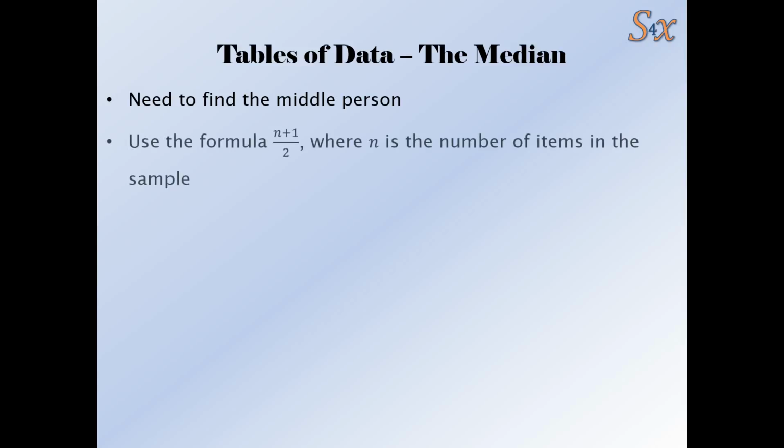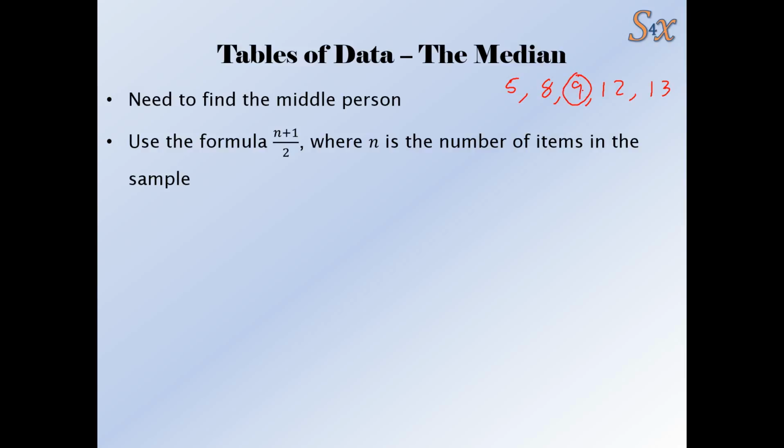So how do we find the median? We use the formula (n+1)/2 to find where the middle person actually is. Remember, n is the total number of people. Now you might be saying, well, why isn't it just n divided by 2? That should give us the middle person, shouldn't it? Well, think about this. If I had 5 items of data, where's the middle person in this list? Well, it's the 9, isn't it? The 9 is the middle person.